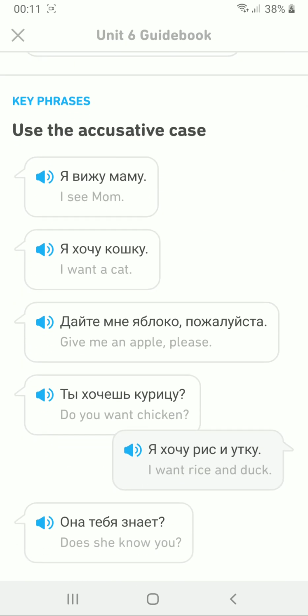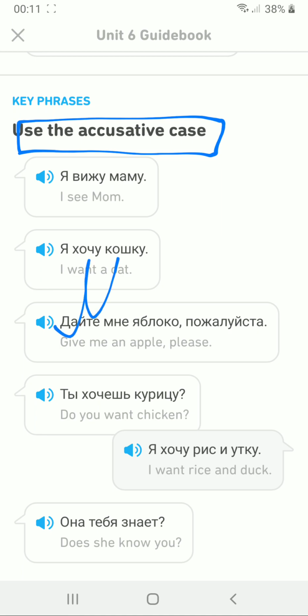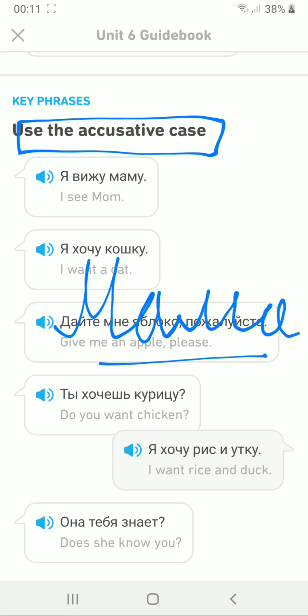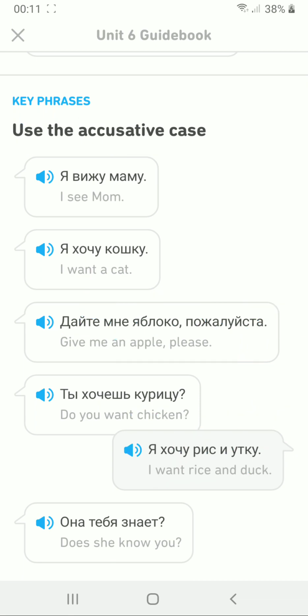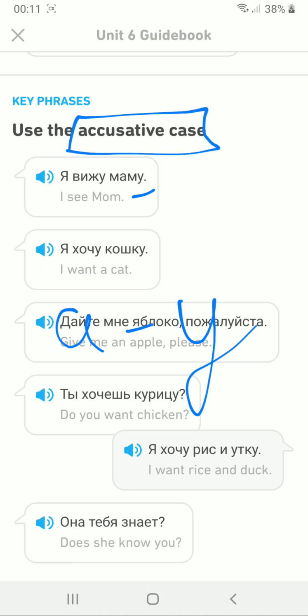Okay. Now we haven't seen the accusative case till now. So now we are going to see the accusative case. Я вижу маму. We are used to мама, which is mom. But now we have маму. So the A becomes U, because it's in accusative case, right?